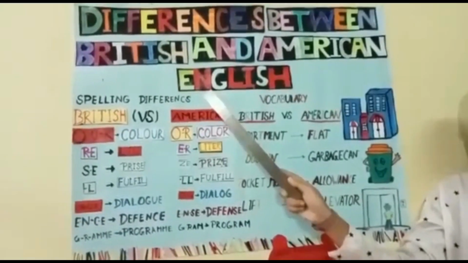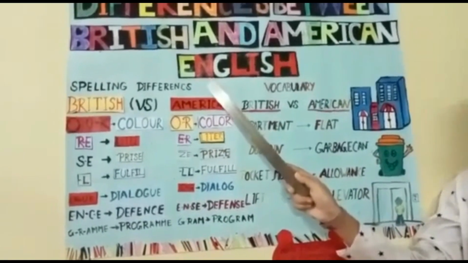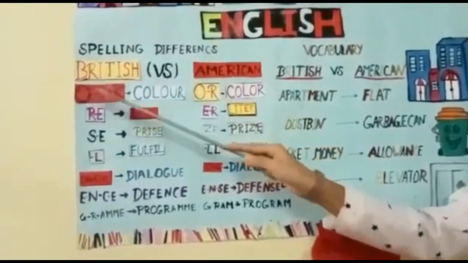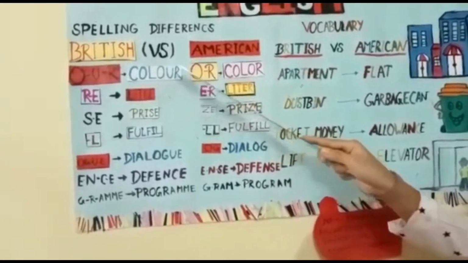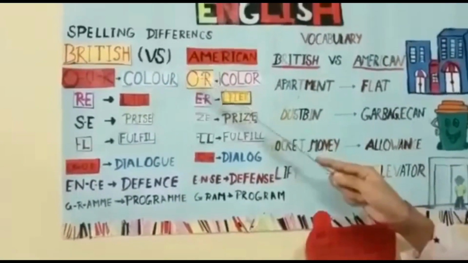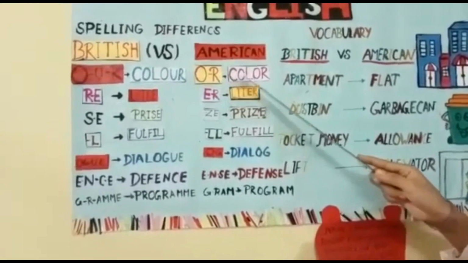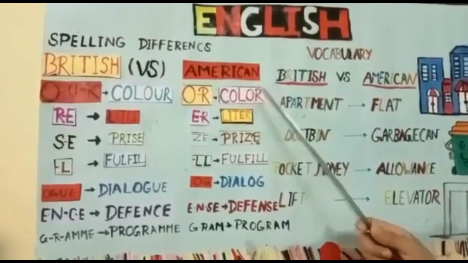In this rule, there are some words written differently in British and American English. British is O-U-R. For example, C-O-L-O-U-R. The end is O-U-R. And American is O-R. For example, C-O-L-O-R. The end is O-R.